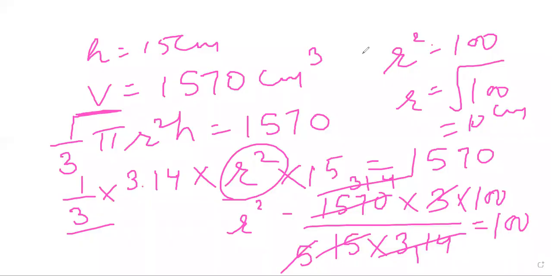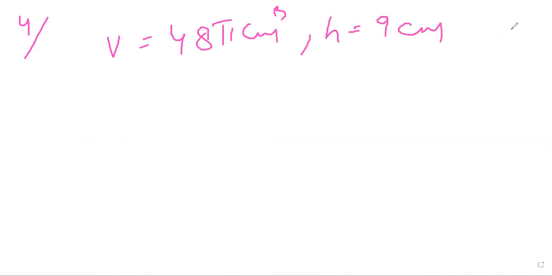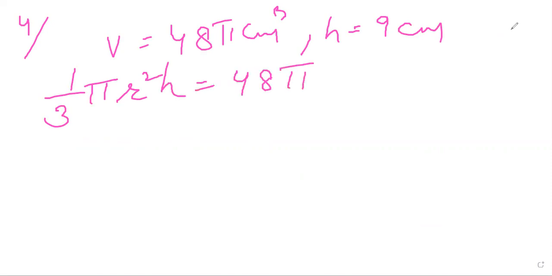Now, next question, question number 4. It's also the same. Here we are given the volume of a right circular cone with height 9 centimeter as 48 pi centimeter cube. We have to find out the diameter of the base. So to find the diameter, firstly we have to find out the radius. It's the same as the previous question. We will use the formula 1 upon 3 pi r square h equal to 48 pi.